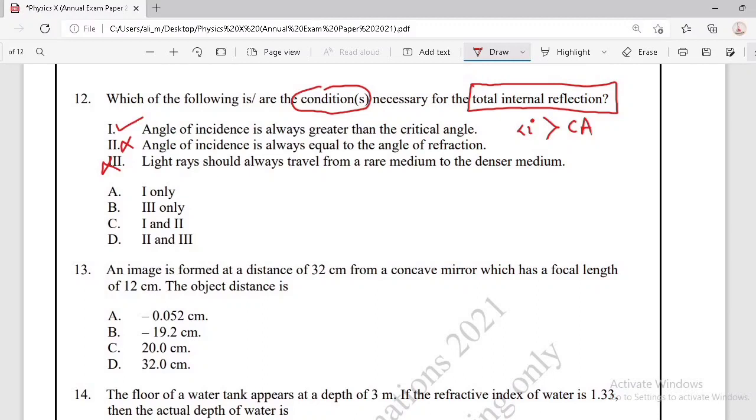The angle of incidence is always equal to the angle of refraction. This is the second condition, which is incorrect. So the right answer for question number 12 will be the one only, that is option A.